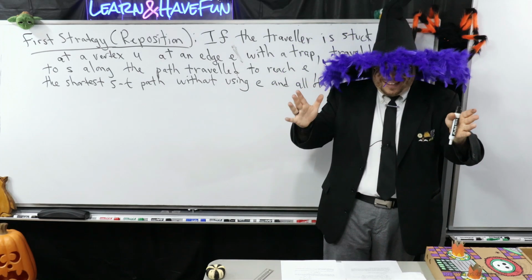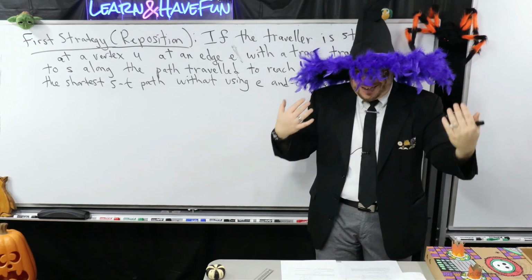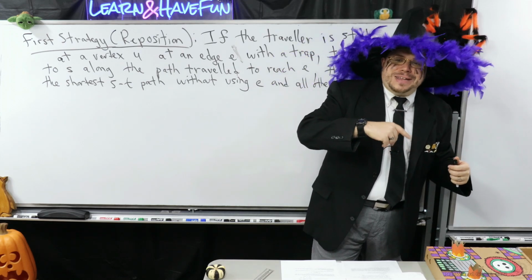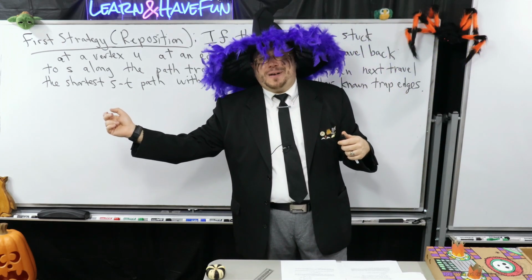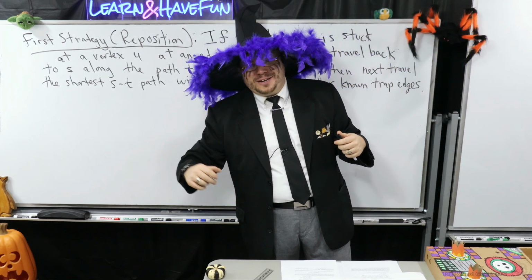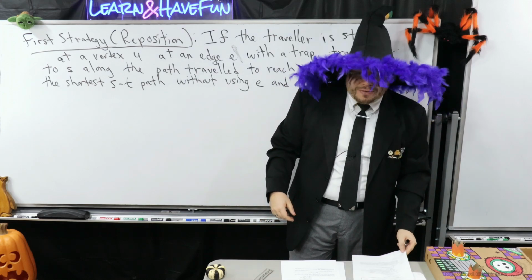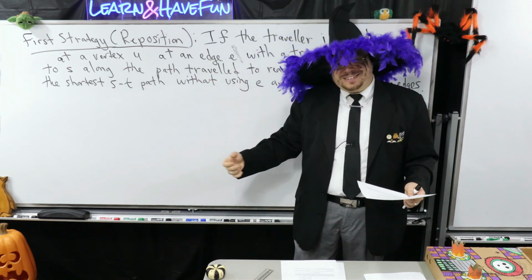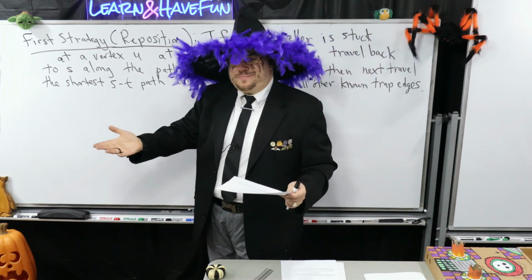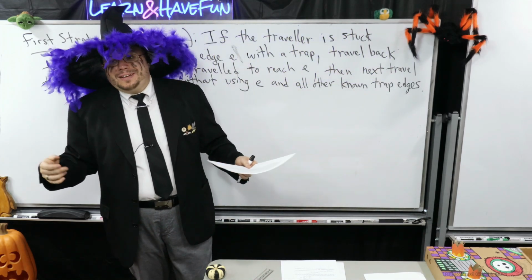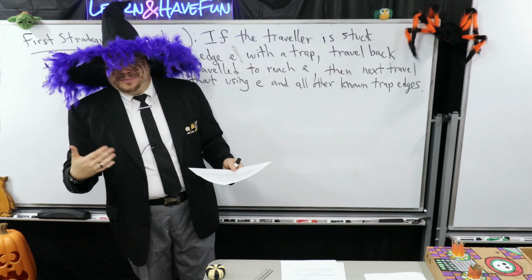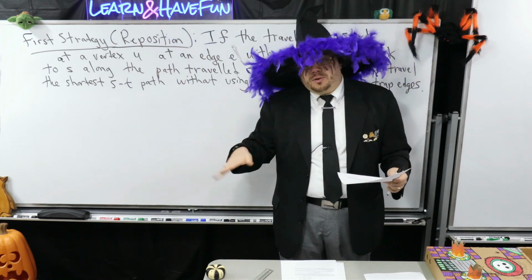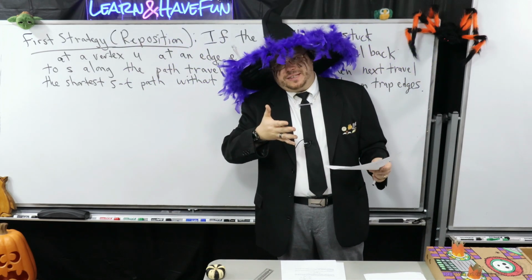So does everybody understand the strategy? Essentially, every time you botch finding T, you're just going to go back to S and recompute a shortest ST path without using any of the known trap edges. This should at first sound very intuitive. Remember, if there's no trap edges, you can compute a shortest ST path, and you could use Dijkstra's algorithm to do that, right? And if you know about traps, you could simply ignore those edges and compute the shortest ST path.